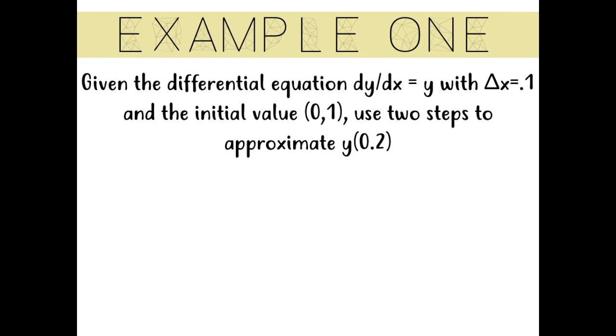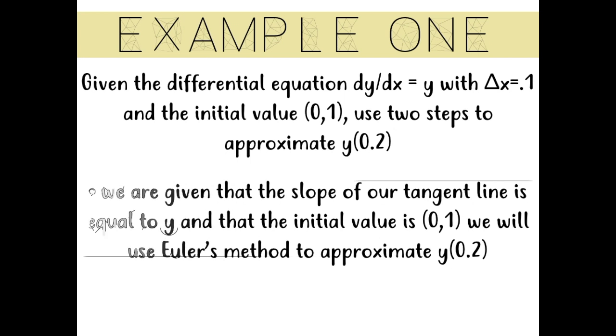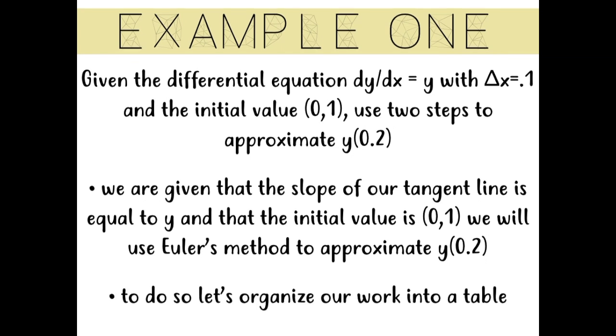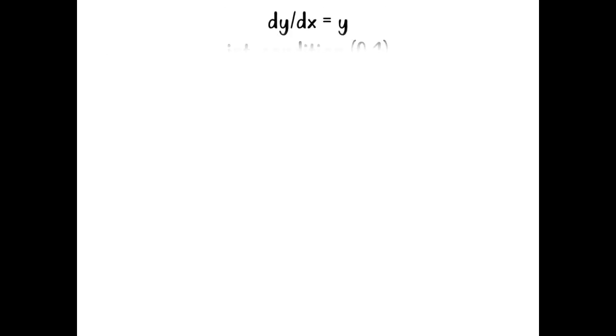Given the differential equation dy/dx equals y, with our step size being 0.1 and the initial value being (0, 1), use two steps to approximate y of 0.2. Well, we are given that the slope of our tangent line is equal to y, and that the initial value is (0, 1). We will use Euler's method to approximate y of 0.2. To do so, let's organize our work into a table.